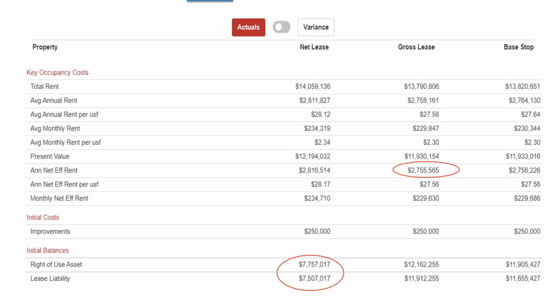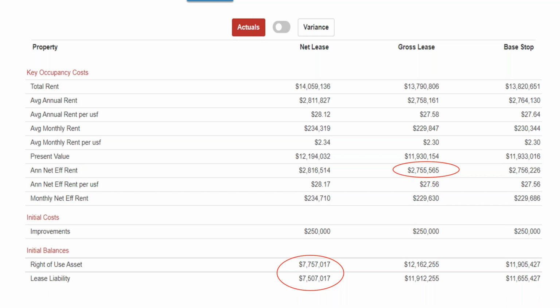Why do I care? Well, that affects the income that I'm reporting, because I've got to amortize this. That's going to affect the expenses that I report. It could impact my ability to borrow additional money because I've got this liability on the balance sheet now. Whereas with the net lease, you'll notice that there's still a liability and a right of use asset, but it's a lot less, quite a bit less, over $2 million less.